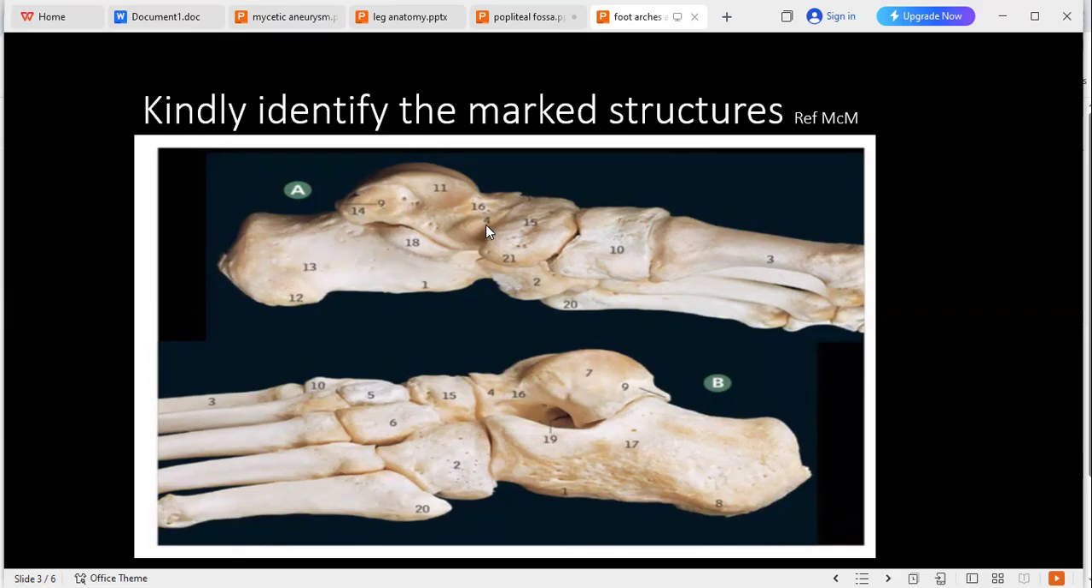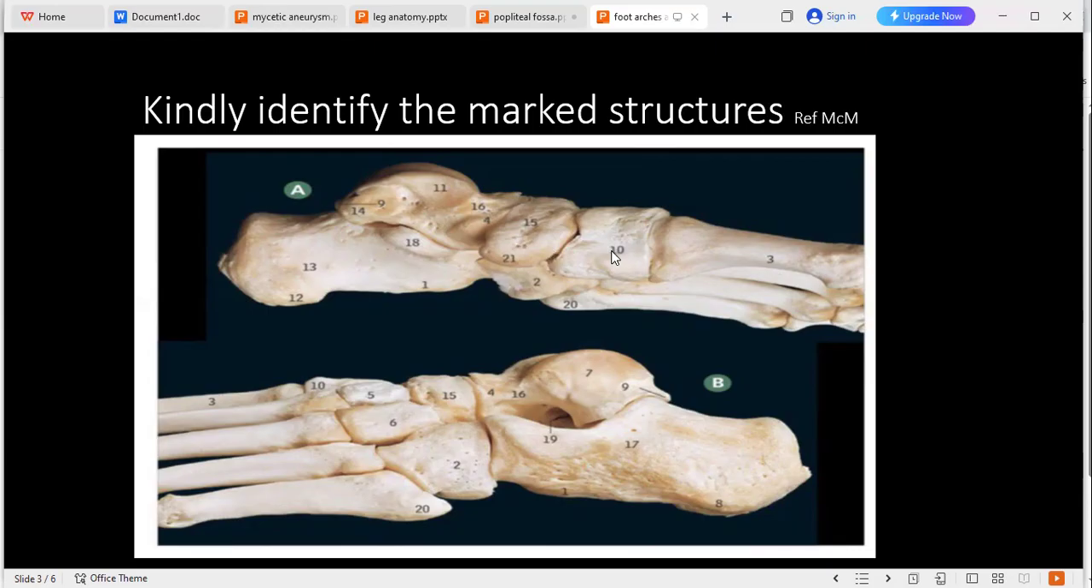Head of talus. Okay, right. 21. This is navicular. This is tuberosity of navicular. Okay, right. Please identify number 10.